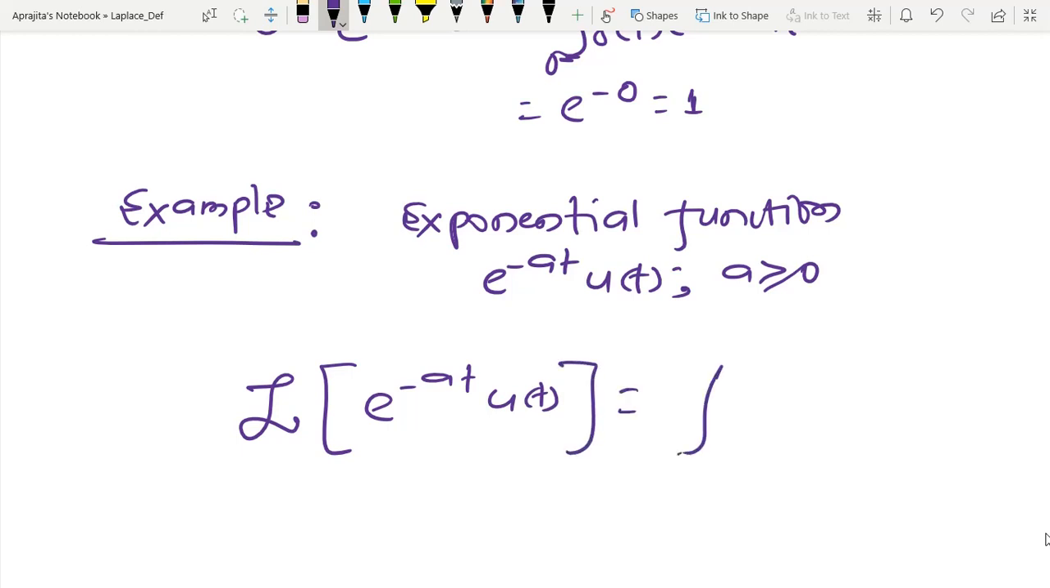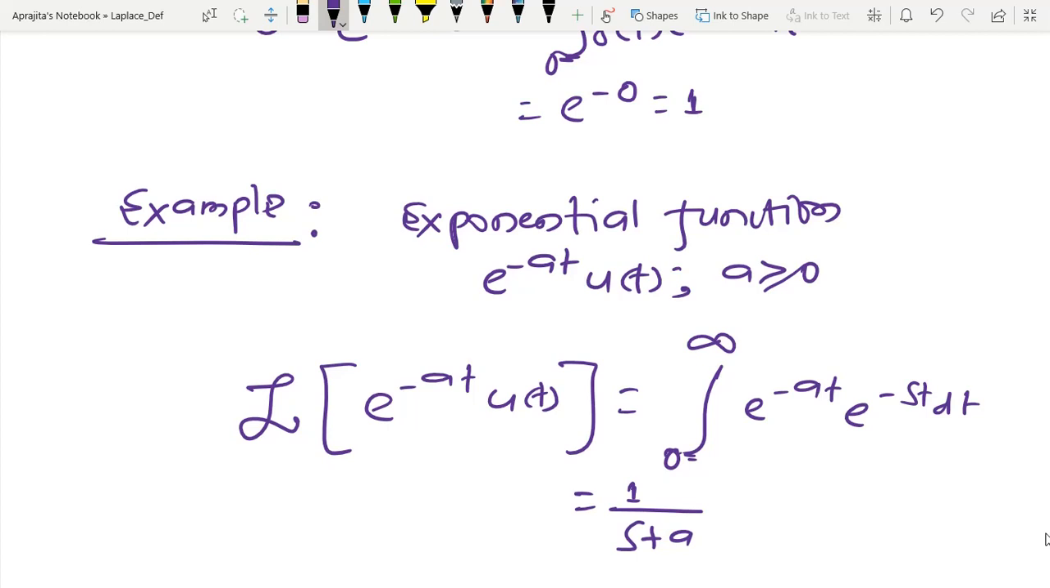So if you calculate the Laplace transform of e power minus at into ut, again I have to do integration from 0 minus to infinity of e power minus at, e power minus st, dt, and if you solve, the solution is not so difficult. So this is 1 by s plus a.